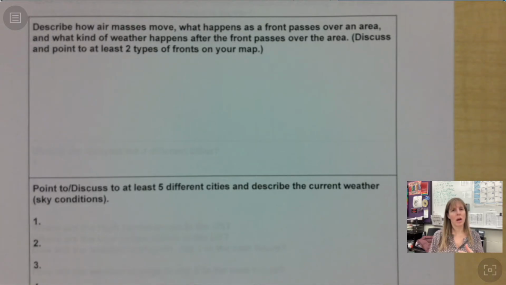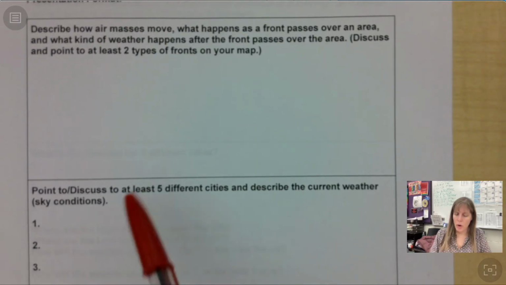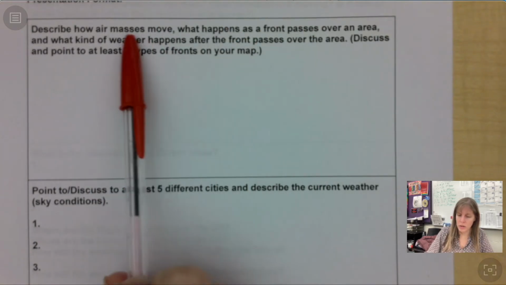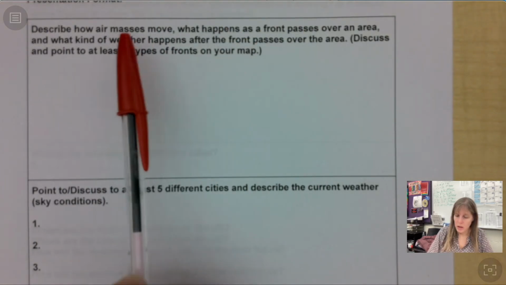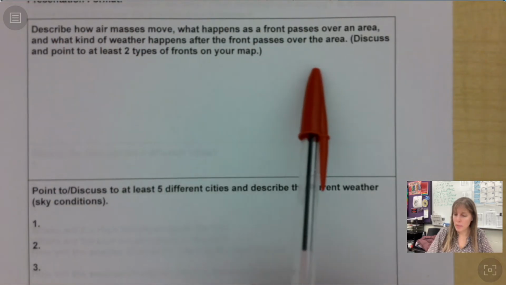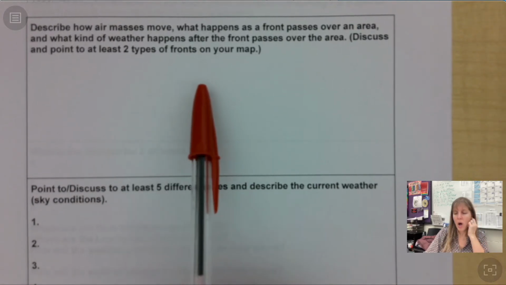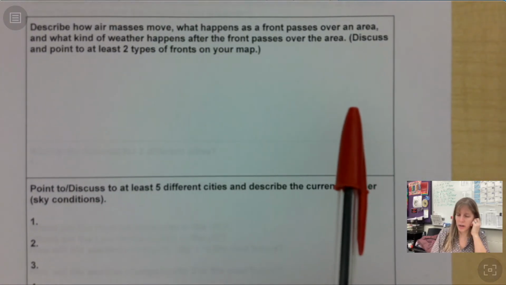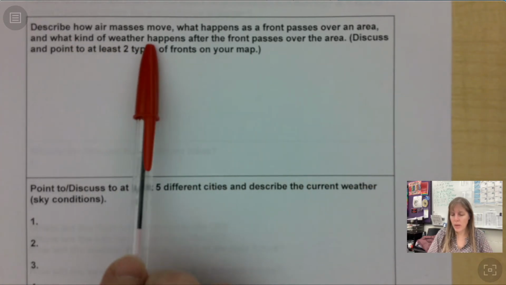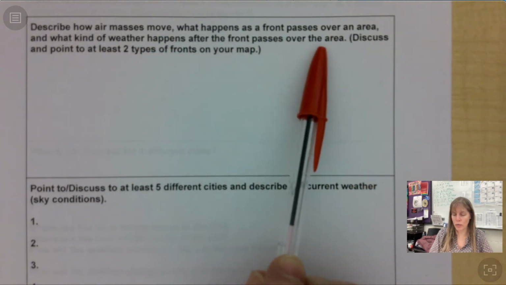I'm looking for you to show that you understand weather maps. So first, what you need to do is describe how air masses move. You want to say air masses move like this, and what happens as a front passes over an area. I would like to talk about two kinds of fronts. What happens as a warm front passes over an area, what happens as a cold front moves over an area, and what kind of weather happens after the front passes over the area.